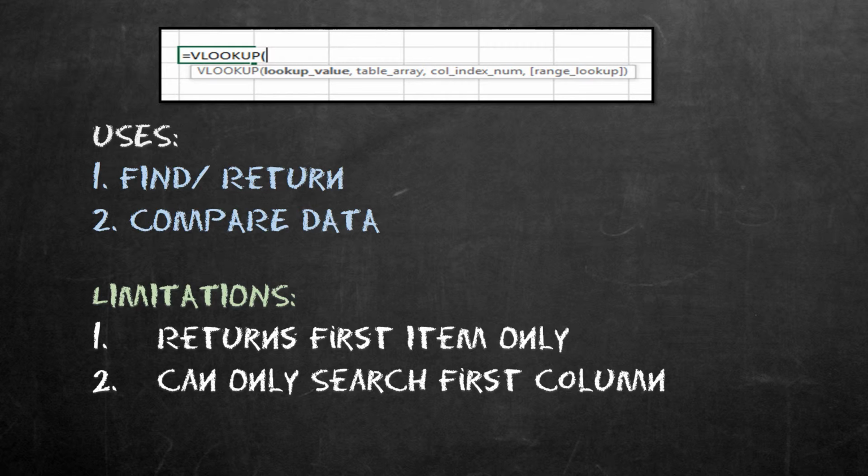So in summary, the main uses for the VLOOKUP function are going to be to find and return items in long lists rather than having to manually look them up, and to compare two lists to see which items are in both lists or which are not present in both lists.